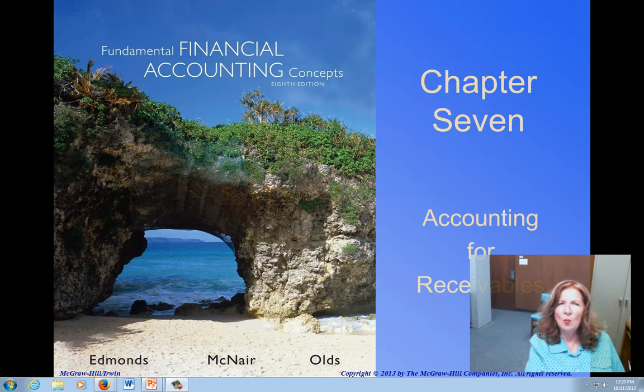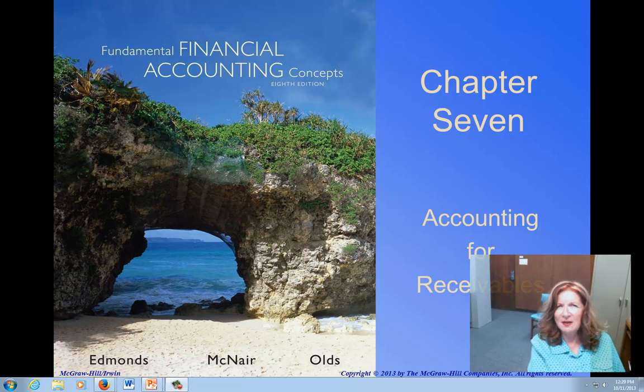Now, the way that accountants do that is called the allowance method. And we create a new account for you this period, a couple of them actually. The first one we're going to introduce you to is the allowance for doubtful accounts.